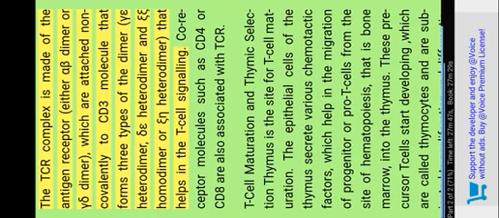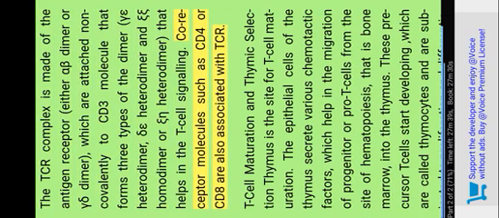The TCR complex is made of the antigen receptor, either αβ dimer or γδ dimer, which are attached non-covalently to the CD3 molecule that forms three types of dimer: γε heterodimer, δε heterodimer, and ζζ homodimer or ζη heterodimer, which help in T cell signaling. Co-receptor molecules such as CD4 or CD8 are also associated with the TCR.